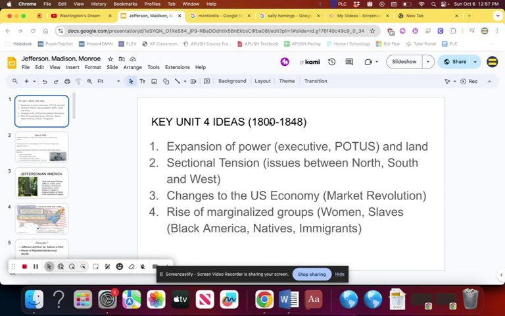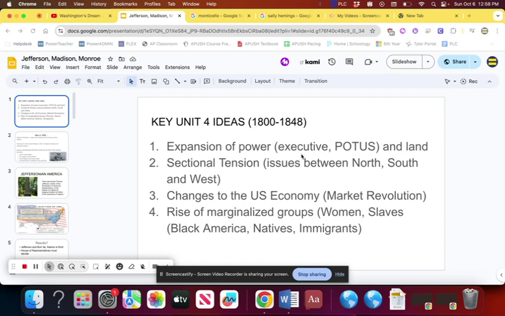will be drawn. We also have divisions starting between the North, the South, and the West. We already saw some of that with the Federalist versus Anti-Federalist, farmers versus merchant stuff, but that divide between the North and the South is going to get bigger, obviously because the Civil War rolls around in 1860. So by the end of this unit, we're only about a decade from the Civil War.